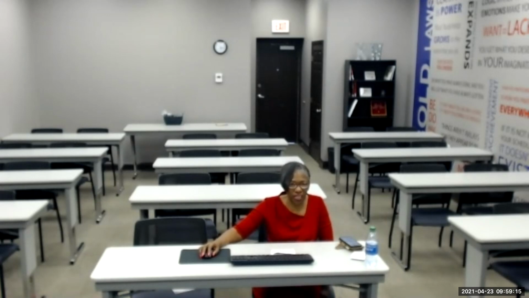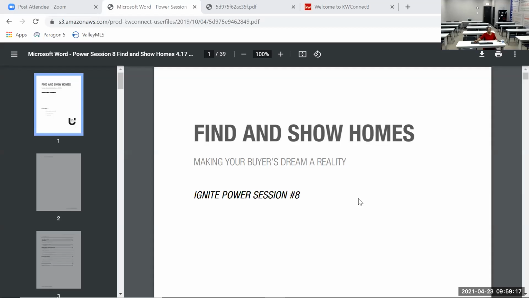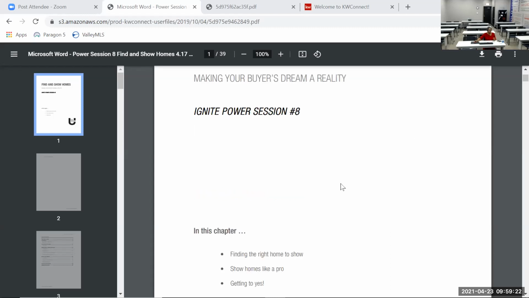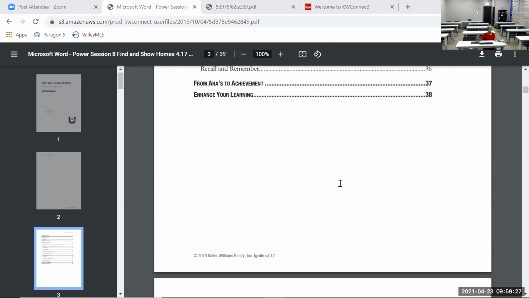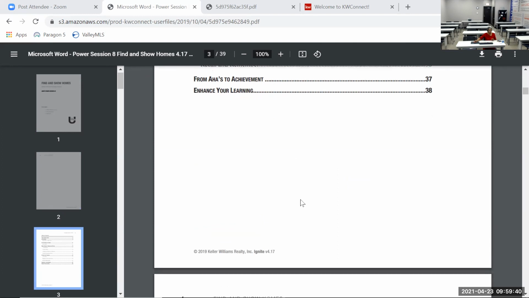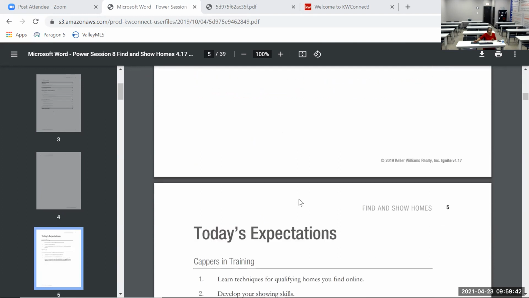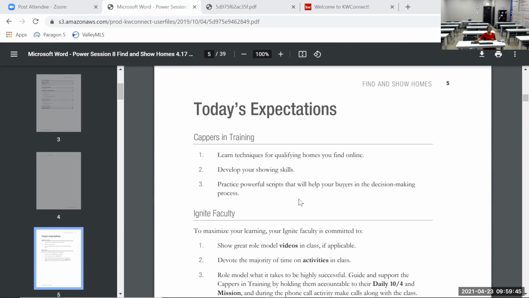So now we're going to talk about finding and showing homes. We're in lesson number 8 in your Ignite book. We'll skip all the beginning pages. Again, this is just reminding you, please remember that activities are what is going to grow your business. The information is good, but if you're not doing the activities, then you're not growing your business. A business that doesn't grow eventually is going to die. So we want your business to grow.